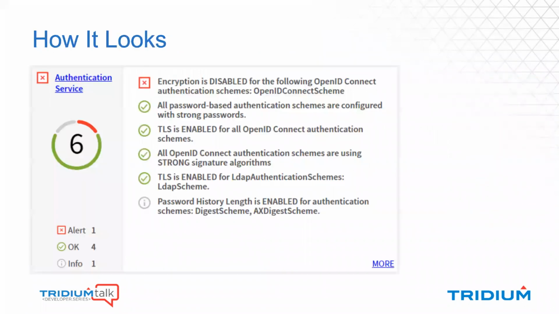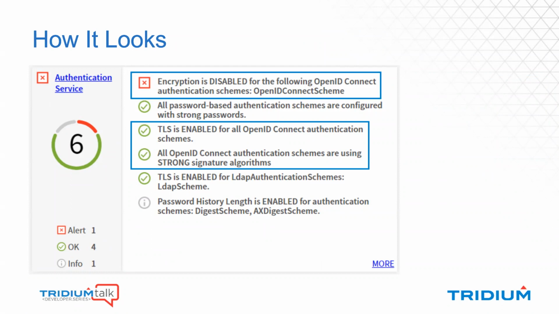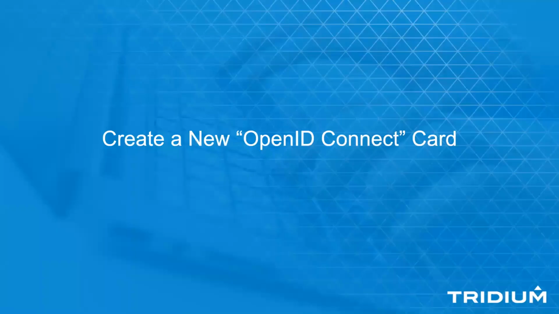And this is what we end up with. Just like the LDAP scheme, our items have been added to the authentication service card. And I went ahead and set the useJwtEncryption property to false so that we could see an alert. And the other 2 items are there as well. Now, adding the items to the authentication service is actually pretty standard for an authentication scheme.